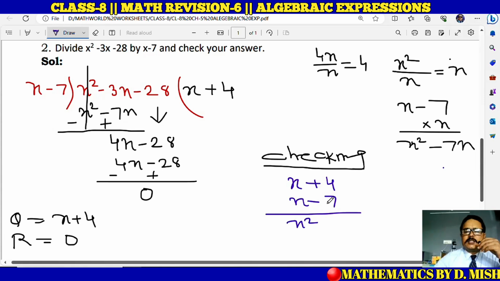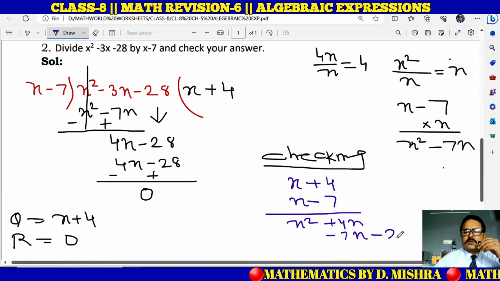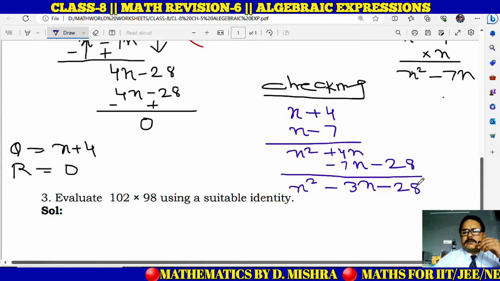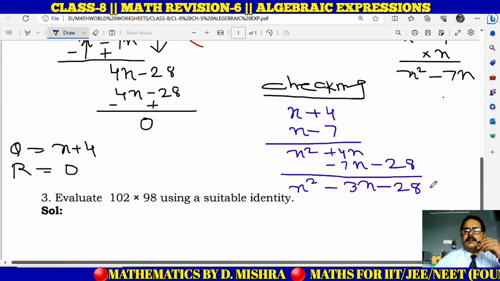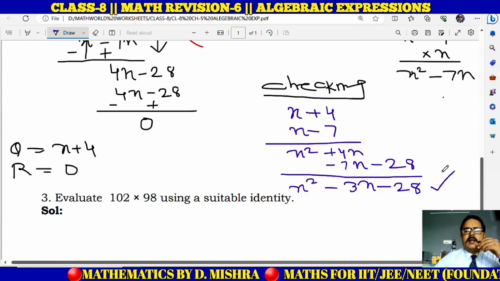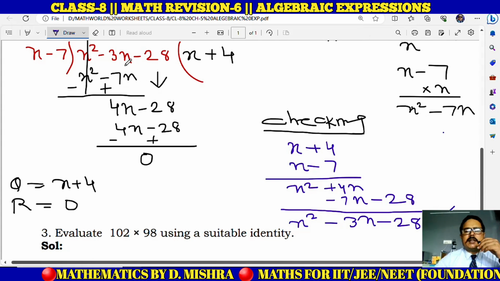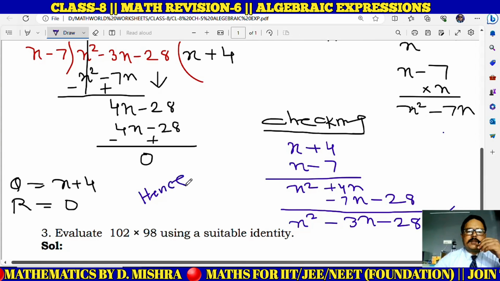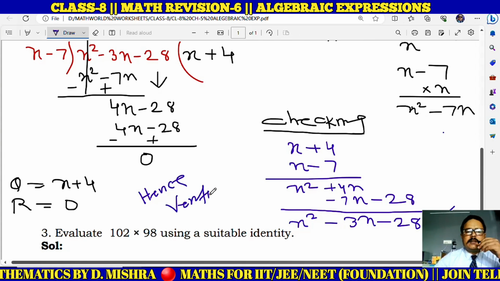So x into x, x square, and x into 4, 4x. Then minus 7 into x is minus 7x, and minus 7 into 4 is minus 28. Now we'll add both the terms, so we will get x square here, and 4x minus 7x will be minus 3x, minus 28. Now you see what is the dividend in this case. You will find that the dividend is equal to this product. So you can see here x square minus 3x minus 28 was the dividend, and here also. So hence verified.